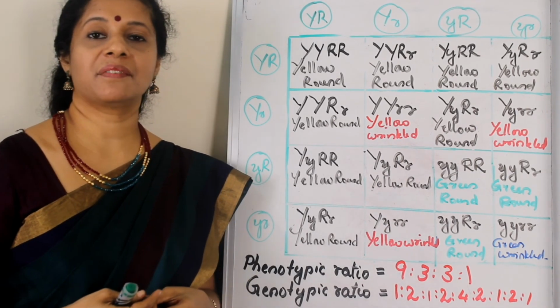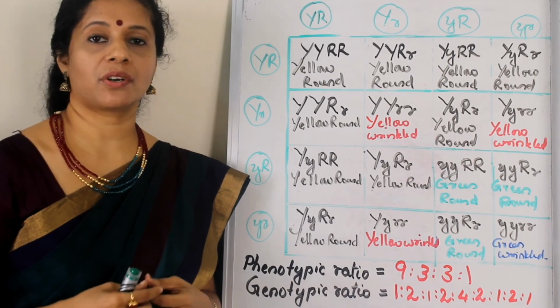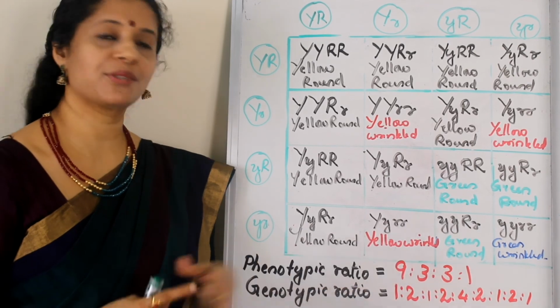Now you can practice different questions combining two qualities together and practice your own. Always you have to get the ratio 9:3:3:1.